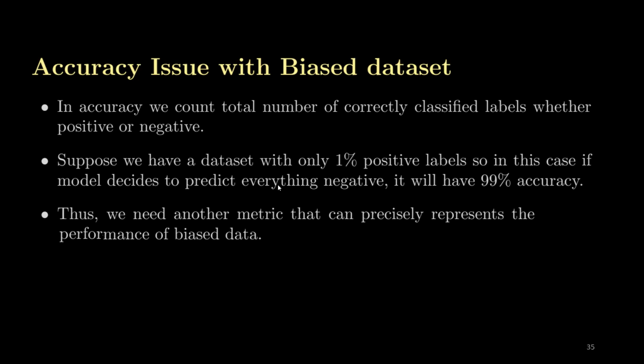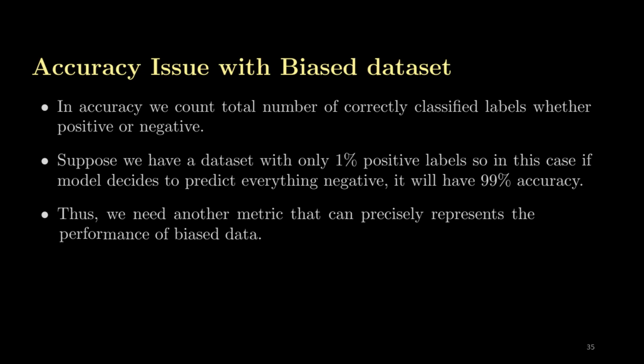So what does it mean? If I give a test sample to a model and that test sample is positive, but the model has decided to produce a negative prediction for any kind of input, even then its accuracy will be 99%. So if the data set is biased, accuracy is not an exact or precise representation of the performance of a model. In that case, we need another metric known as precision.